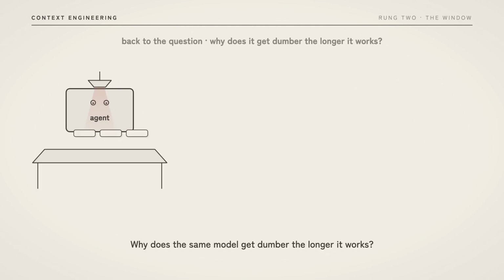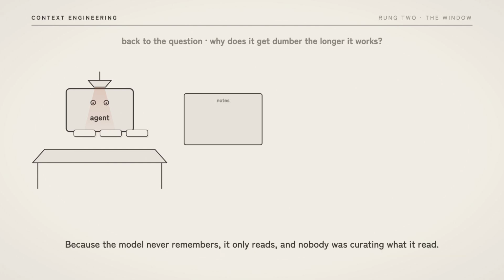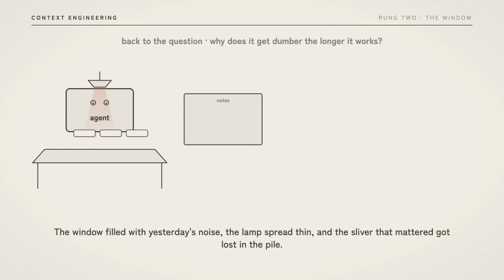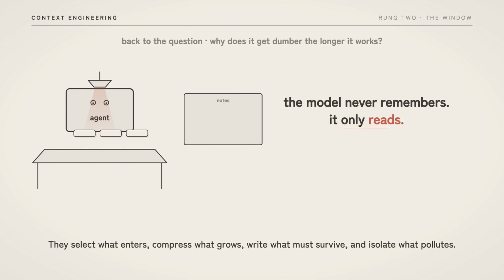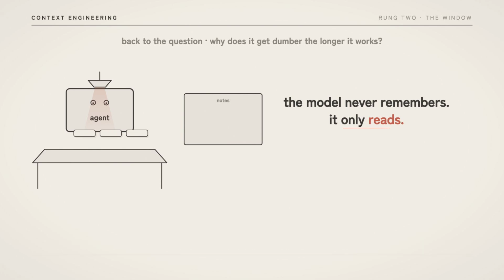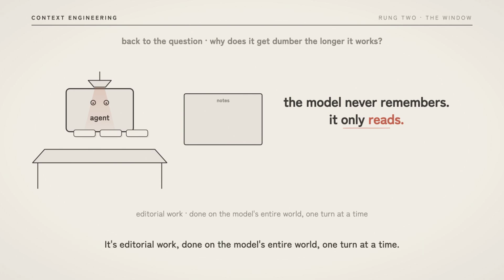So back to the question from the start. Why does the same model get dumber the longer it works? Because the model never remembers, it only reads, and nobody was curating what it read. The window filled with yesterday's noise, the lamp spread thin, and the sliver that mattered got lost in the pile. And the people who fix it aren't doing prompt wording or model magic. They select what enters, compress what grows, write what must survive, and isolate what pollutes. It's editorial work done on the model's entire world, one turn at a time.